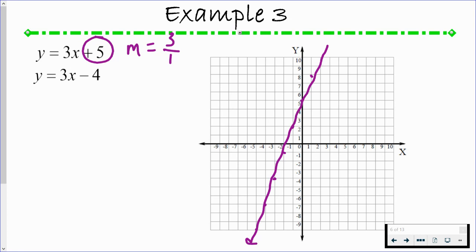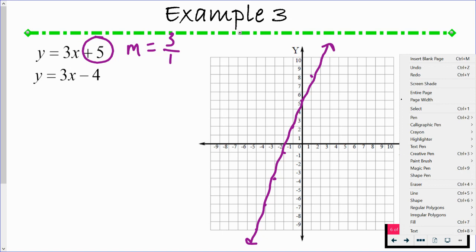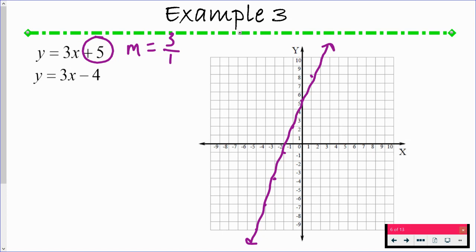Ooh. I swear it's my stylus that's making these lines go a little wiggly. Okay. So now let's start with our next one. Y equals 3x minus 4. What I'm going to do, again, I'm going to circle my y-intercept. That's always my starting point. Since it's a negative 4 on that y-axis, I'm going to start down at negative 4. Okay. My slope is 3 over 1. It's the same slope as the first equation.